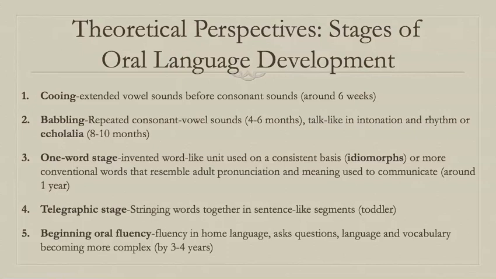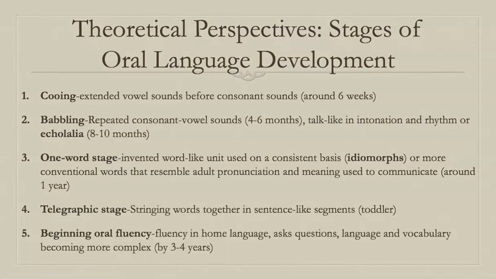The first stage is a cooing stage, where the child is making sounds, but these sounds are extended vowel sounds, more so than consonants. So you'll see that around 6 weeks of age, the child says things like ah, ah, ah, or oh, oh, oh. It starts with the vowels first. And there's just random noises that indicate that the child is listening to these noises and being able to reproduce them, and is sort of playing with sounds.